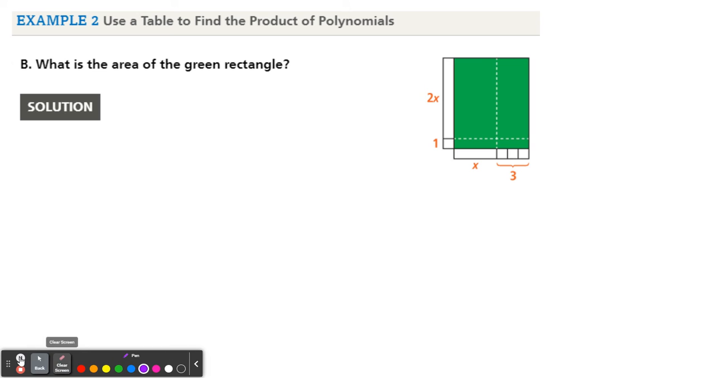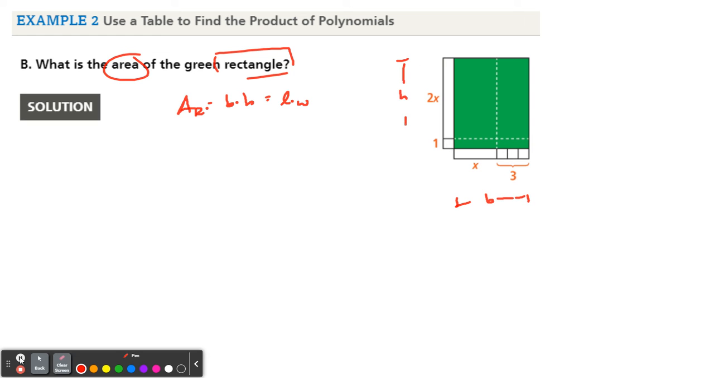All right, so now aside from a table, another visual to represent multiplying binomials is using a rectangle, right? So it says, what is the area of this green rectangle? Well, we have to know that area of a rectangle is either base times height or length times width, whatever you want to do, okay? So in this picture, what these sides represent are the base and height. This is your base. This is your height.